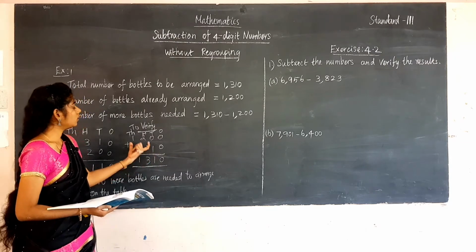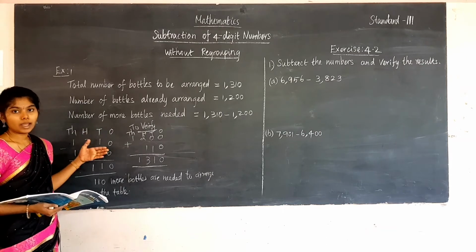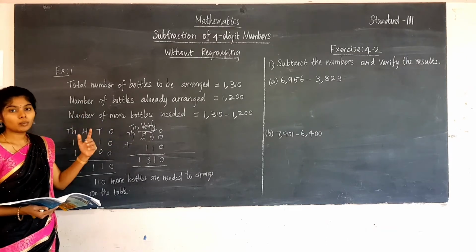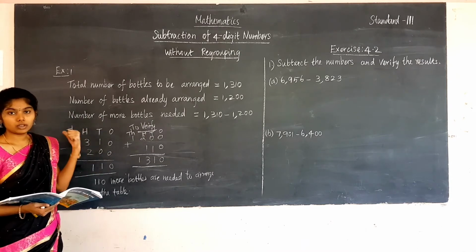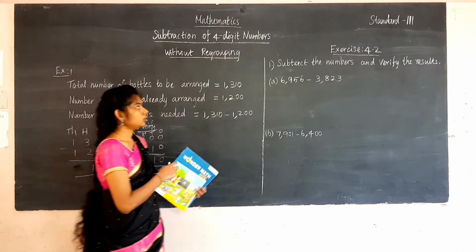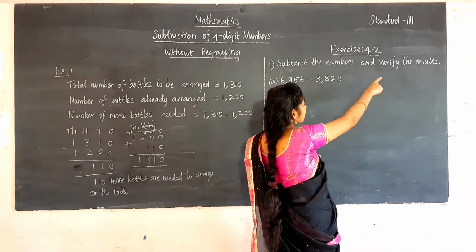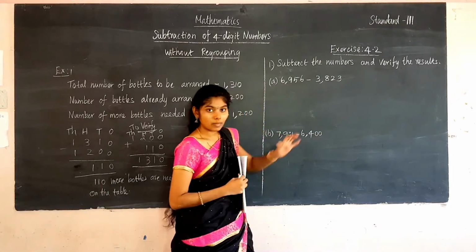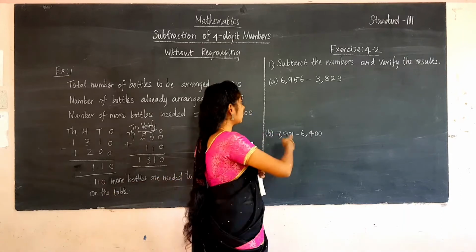So this is how we subtract 4-digit numbers. Here we have done it without regrouping. What is meant by regrouping in subtraction? In subtraction, regrouping is borrowing, which we have seen for 3-digit numbers. Here we are doing it without regrouping, and now we shall try the exercise problem. The first one is: subtract the numbers and verify the result. We are going to subtract and verify as we have done in this example. The same thing we are going to do.